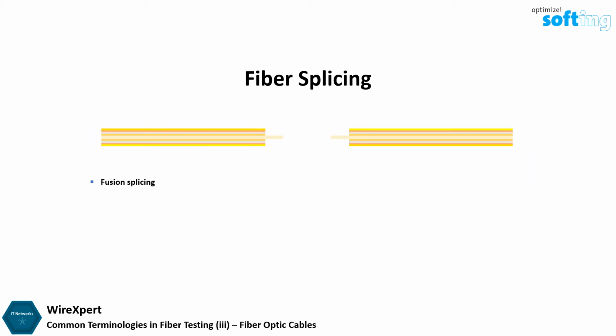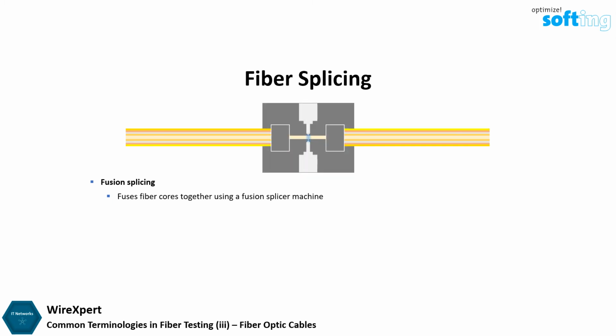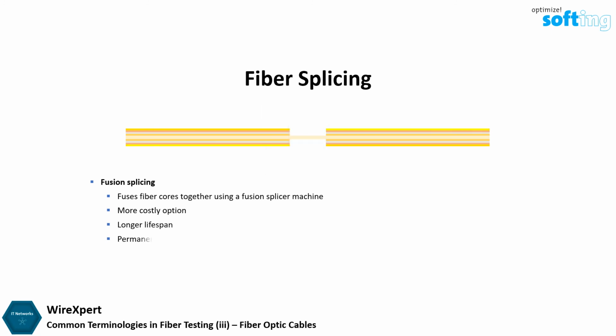The fusion splicing fuses the fiber cores together using a fusion splicer machine. It is more expensive, but the spliced fiber has a longer lifespan. The fibers are permanently joined, and it produces a lower typical insertion loss of less than 0.1 decibels.